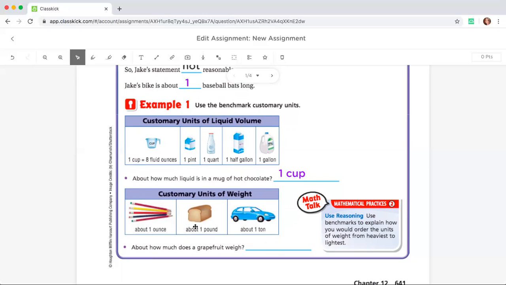It's probably actually somewhere in between there. But for this example, for this activity, we're just going to estimate it to be about a pound. I think more reasonably that a grapefruit will weigh about 8 to 10 ounces, so somewhere in between a pound and an ounce.